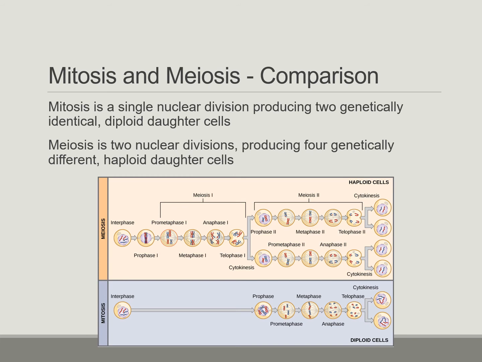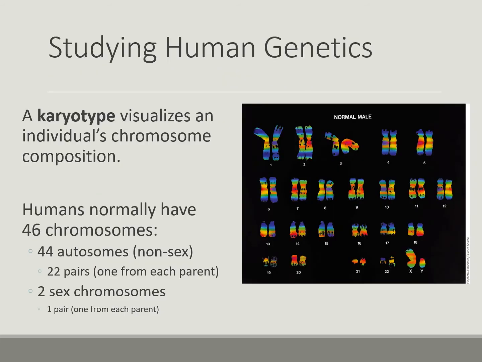For a comparison of mitosis and meiosis, mitosis is a single division creating 2 identical daughter cells. It is used in somatic cells as well as asexually reproducing organisms. Meiosis, on the other hand, is a process of double dividing cells to create 4 genetically unique daughter cells. It is only used in gametes of sexually reproducing organisms.